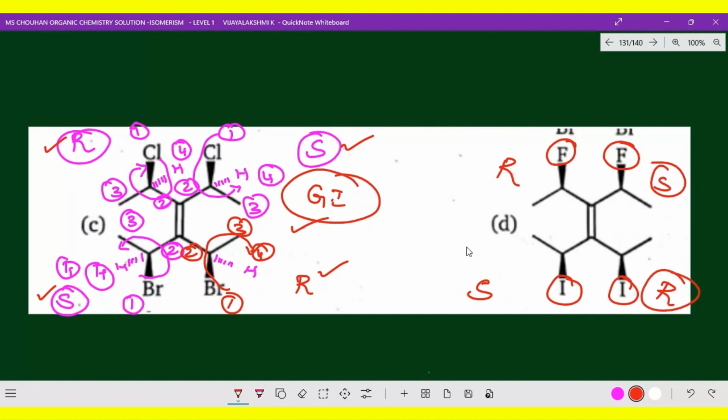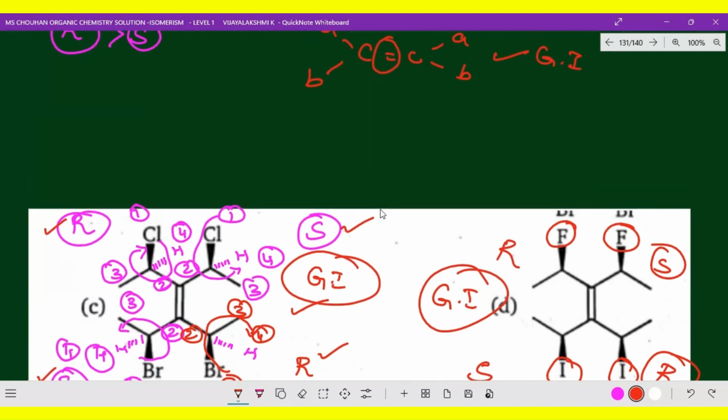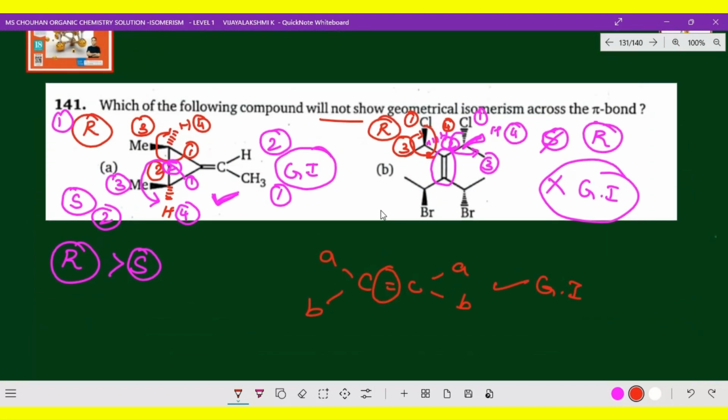So yes R, RS, yes R. So that means here also can show geometrical isomerism. Okay, now in the question they are asking which does not show geometrical isomerism. That means which cannot show geometrical isomerism.